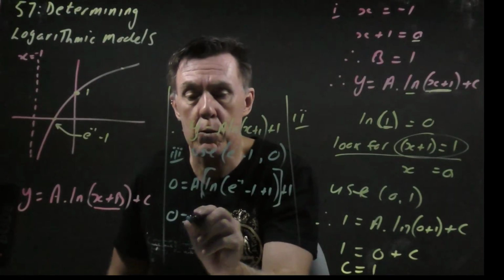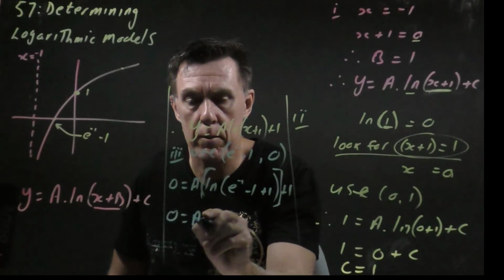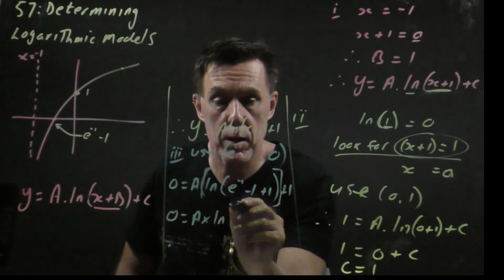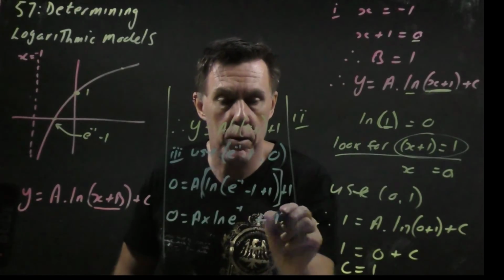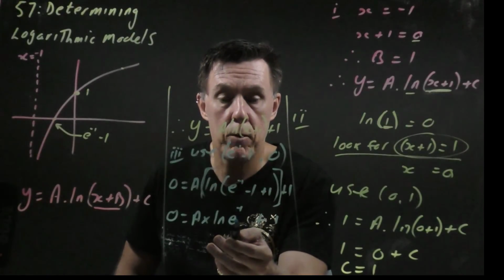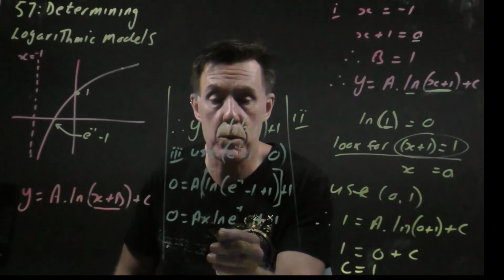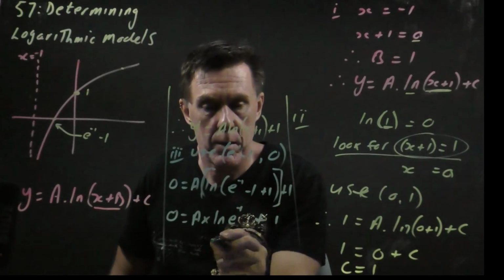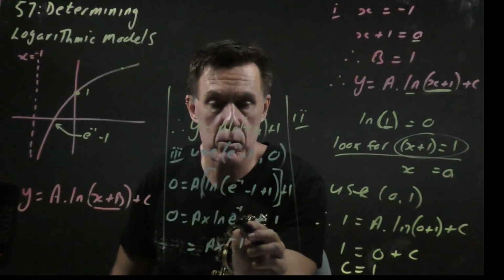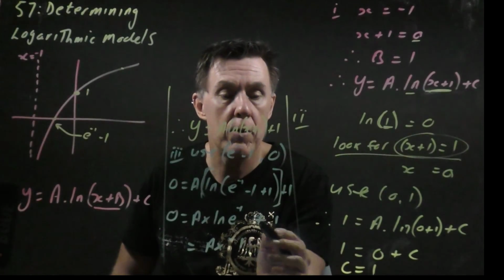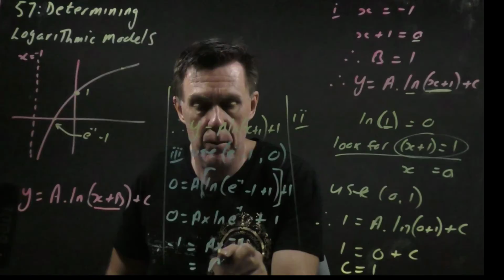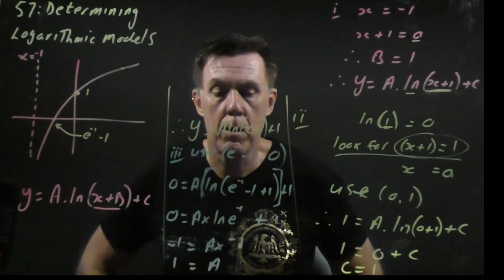Oh, it looks messy, but let's break it down. So inside the bracket, negative 1 plus 1 is 0. I'm just left with e to the negative 1, and then I have my plus 1 on the end. Now, the natural log of e to the negative 1, the base of the power is e, the base of the log is e, the answer must be negative 1. So that's a times this, gives me a times negative 1. This plus 1 on the right, I'm going to make it negative 1 on the left. So therefore, a must be positive 1.